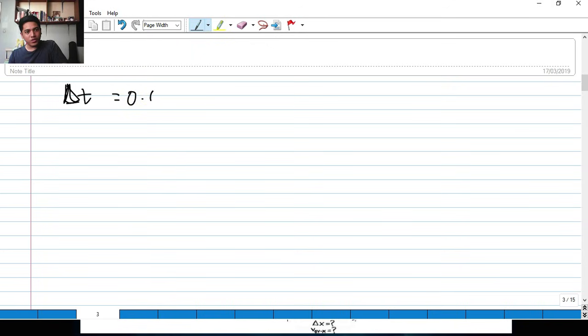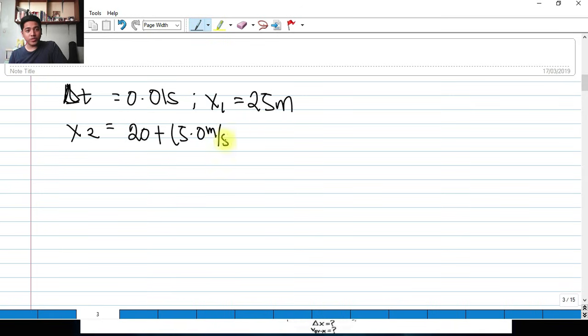Taking delta t as 0.01 second, we need to get x sub 2 again because our x sub 1 is still 25 meters at time equals 1 second. So 20 plus 5 times 5.0 meters per second squared times 1 second plus delta t, that is 1.01 seconds, squared. So 20 plus 5 times 1.01 squared, that is 25.1005 meters. So our x1 is still 25.